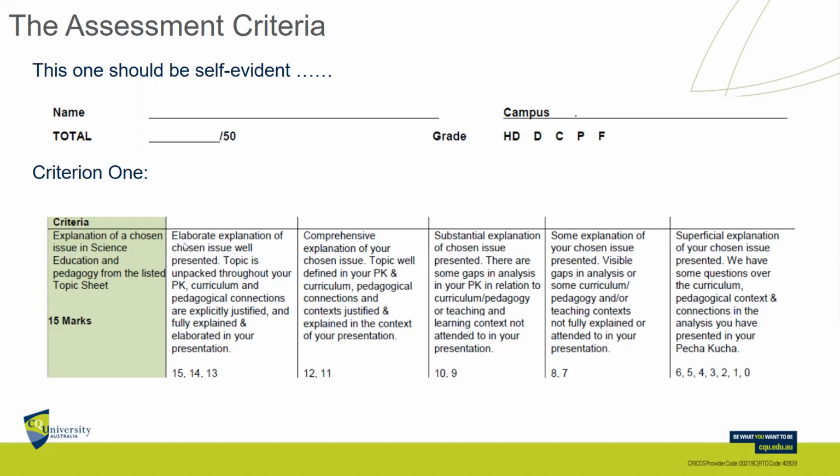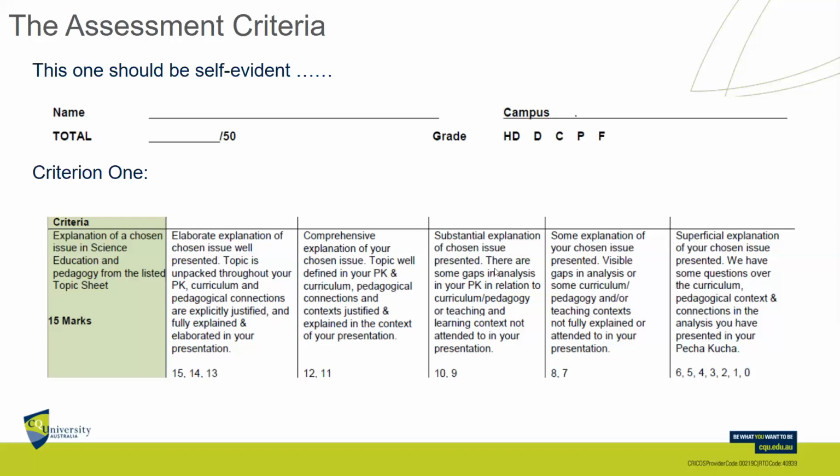Ask yourself, have I been elaborate or have I simply been comprehensive? Okay, which is slightly different. Elaborate is where you're making connections. Comprehensive is where you're being thorough. Elaborate, of course, extends. Comprehension is where you're demonstrating your understanding. Substantial explanation, again, is probably not as strong as comprehensive explanation. And some explanation drops off again, and superficial explanation, of course, you get the idea.